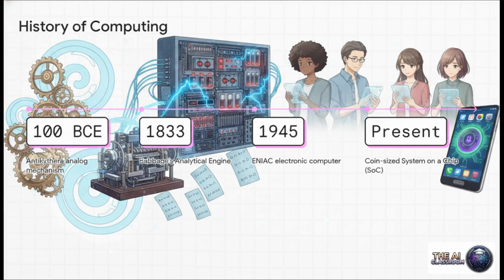Then World War II acts as this massive catalyst, bringing us to 1945 with the ENIAC, the very first fully electronic, programmable, Turing-complete computer. And that incredible lineage brings us right to today, where all that immense power is condensed into a coin-sized system on a chip, or SoC, living right inside your phone.